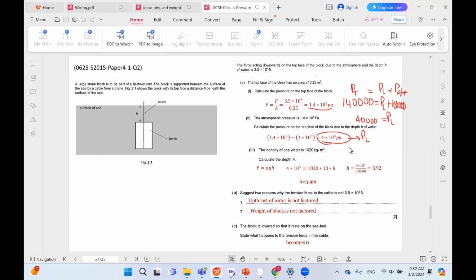So we're going to use P equals rho g h again, given our answer for P, and given the density that they gave us, and gravity is 10, of course. We can take these two values and put them in the denominator. So we get 4 times 10 to the power 4 divided by 10 multiplied by 1020. And this is what I did actually here. And the answer is 3.92, or just 3.9 to two significant figures.